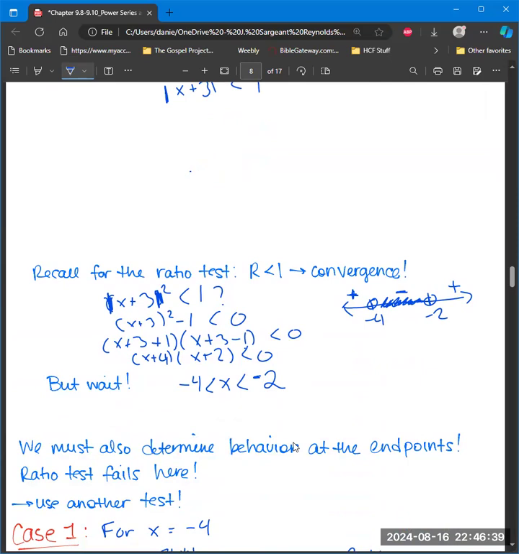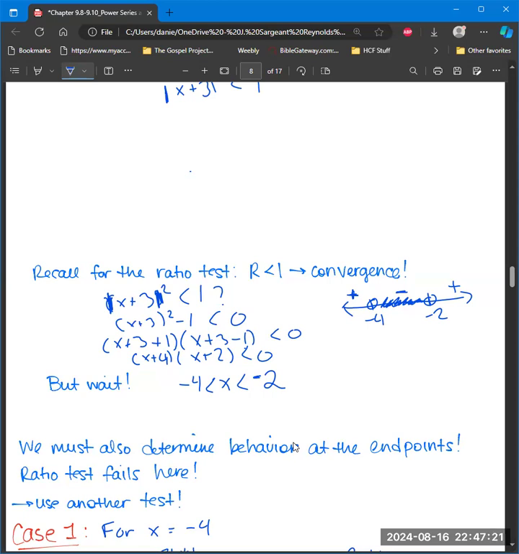I'm going to have x plus 3 squared, and I'm going to subtract the 1 from both sides so I can make a difference of 2 squares here. And then I'm going to factor x plus 3 plus 1 and x plus 3 minus 1, which gives me x plus 4 and x plus 2. That'll be less than 0. Put those on the number line like we did in pre-calculus and put open circles there because I don't want it to be equal to 0 here.